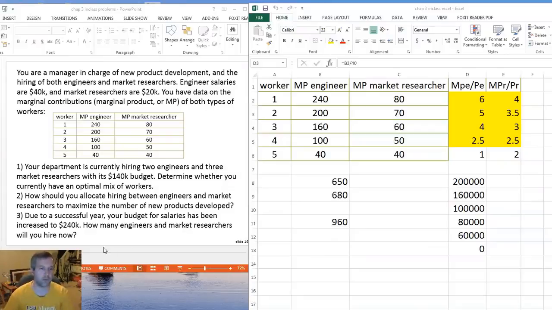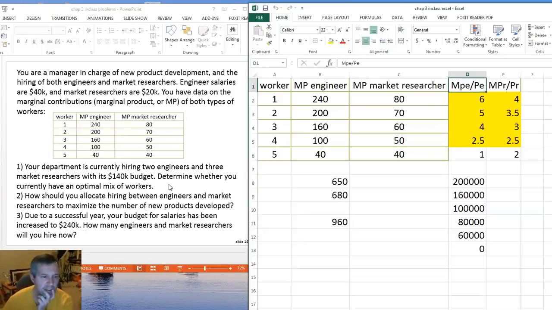Practice problem number 2 about these engineers and market researchers. Since this is one of those constrained optimization problems, you want to think about the marginal product per dollar, per price of these people. Engineers are 40,000 a year, market researchers are 20,000 a year. We have these tables of their marginal products.